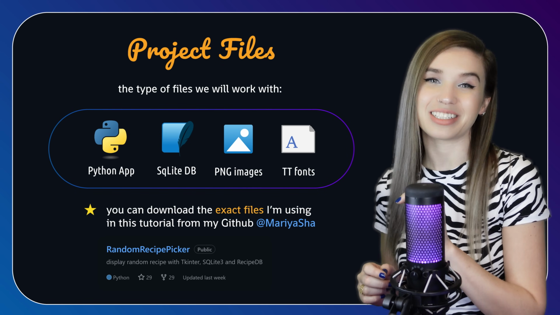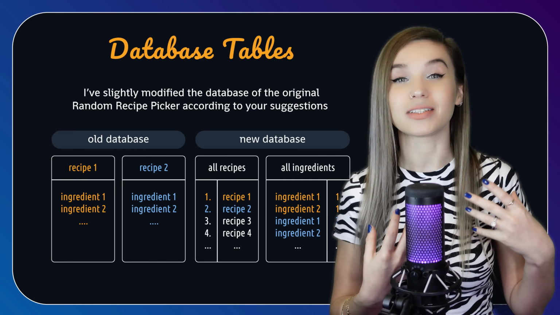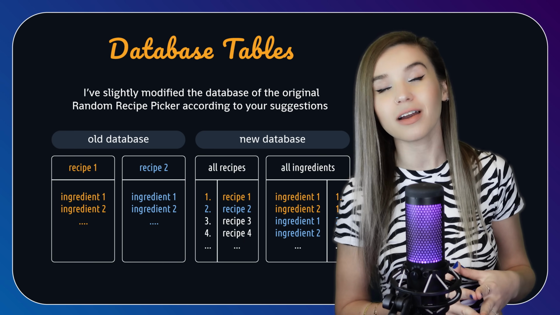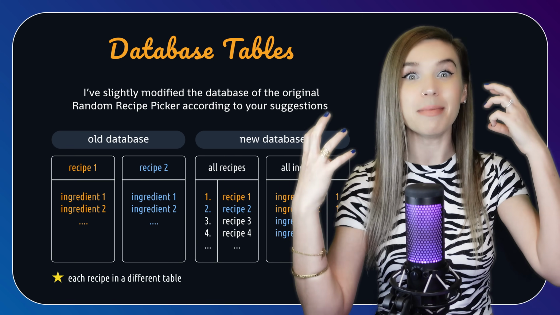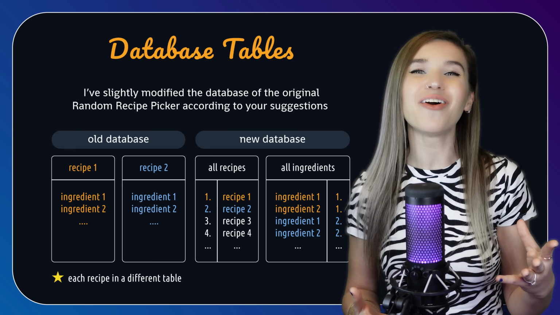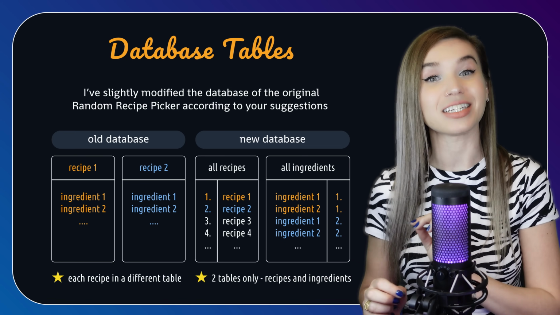Now, the last detail I should probably mention is that I've slightly modified the database of the original recipe picker according to your suggestions. So instead of having many tables, we now only have two of them. One that stores the recipes and the other the ingredients.